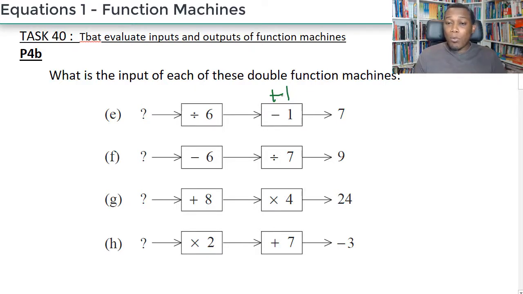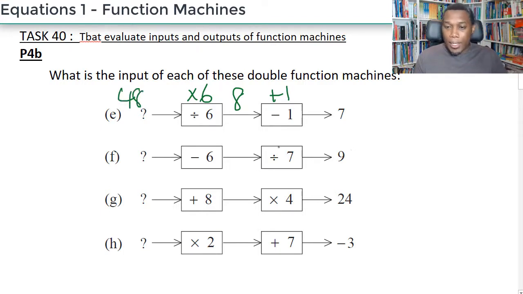Now, add 1. That will give me 8. Whoa, what's happening here? Add 1 will give me 8. Oh, this is hard. I should have made everybody do this. Divide by 6. Well, no. What am I doing? I'm muddling myself. Multiply by 6. 48. 48 divided by 6 is 8. 8 take away 1 is 7.